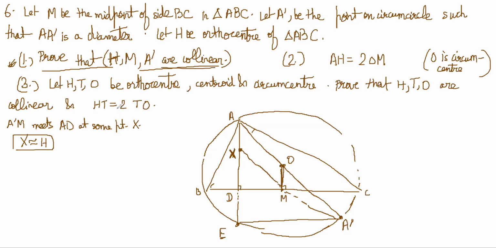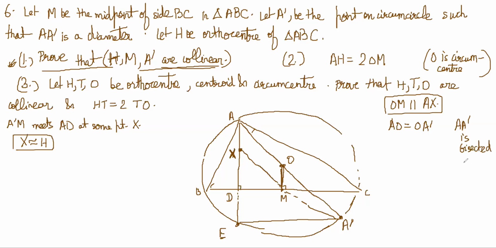So what do we know? We know OM and AX are parallel, right? And AO is equal to OA dash. So O is the midpoint, AA dash is bisected at O, right?